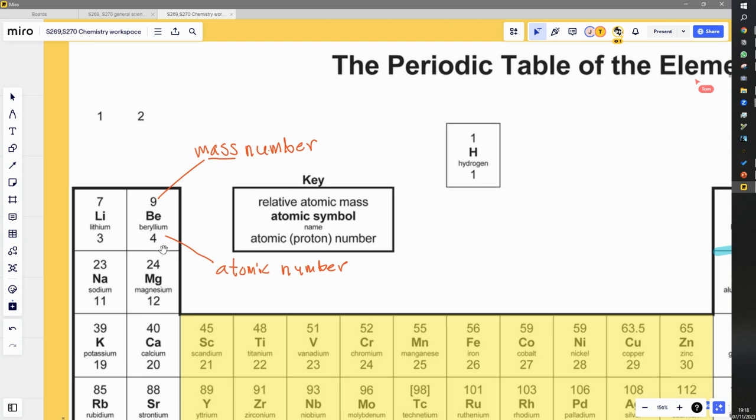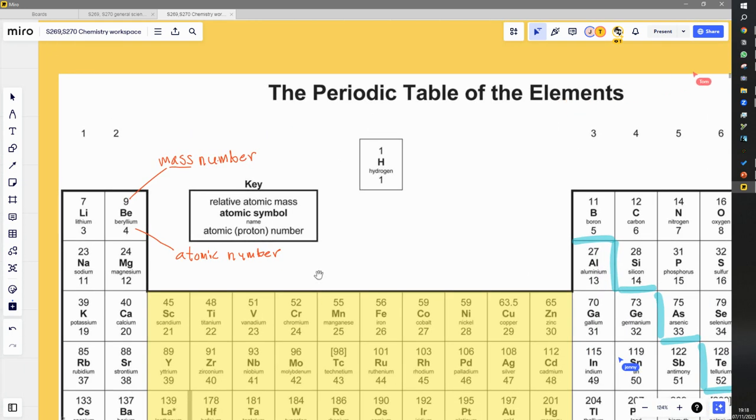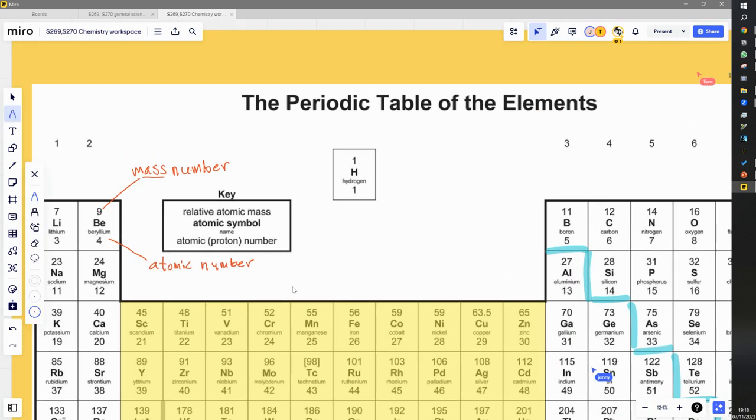Now, what is it that differentiates one element from another? The only thing that changes one element from another is the amount of protons. Now, we know that atoms are made out of protons, neutrons, and electrons, but you actually can have different versions of the same element that have different numbers of neutrons. So, for example, carbon will always have an atomic number of 6, but it could have a different mass number.